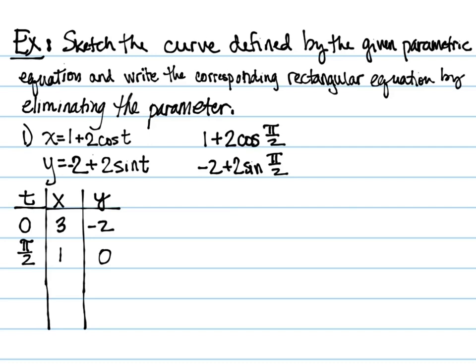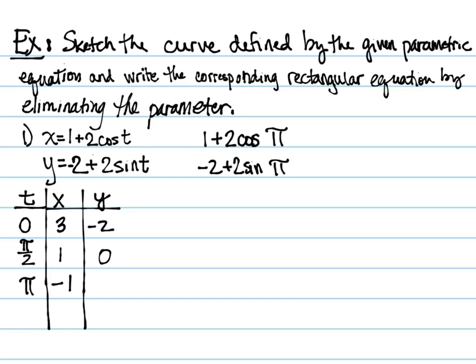What would I try after pi over 2 if I'm on this sort of a pattern? Pi, what did you say, Ethan? 3 and negative 2. Oh, you're saying what the values would be. Okay, so let's double check. You're really close. So what happens if I use pi instead of pi over 2? So I've got a pi here. So when I do cosine of pi, I get negative 1 times my 2 would be negative 2, plus my 1 would be negative 1.